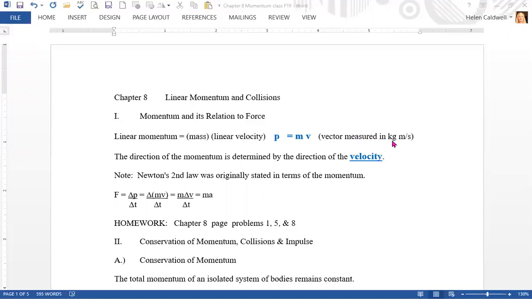Momentum is measured in kilogram meters per second. The mass is in kilograms and the velocity is in meters per second. The direction of your momentum is going to be determined by the direction of the velocity.